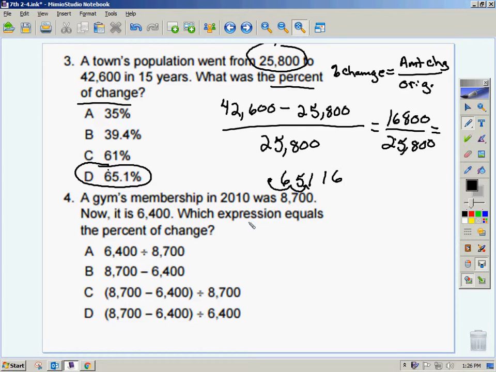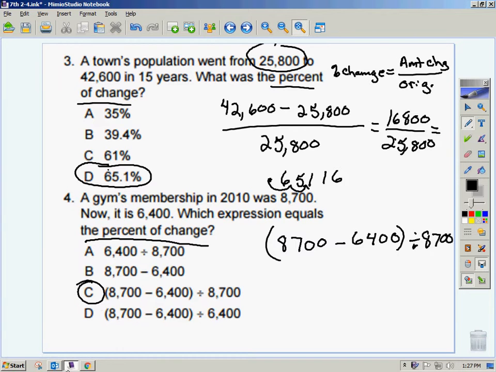Number 4 says, which expression represents the percent of change? So what they want me to do is show mathematically what it would look like, which is how I worked out number 3. So we'd take the larger number, 8,700. I'd subtract the smaller number, 6,400. And I'm going to divide it by the original amount. What was the original? 8,700. That is why C is the correct answer.